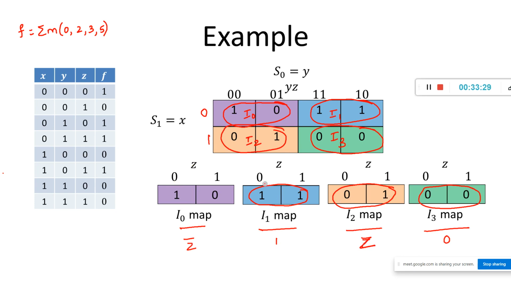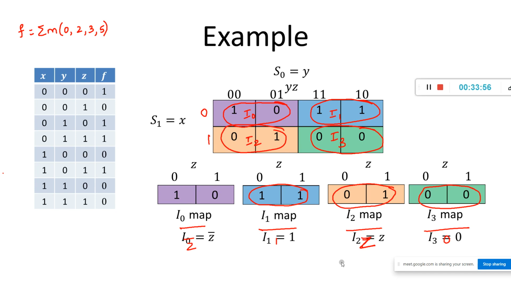This is 1 when both are 1. Then this functional value is 1 when z is 1, so it is z. Both are 0, so when you group both the zeros, it is 0. You know this K map rule: when both are 1, 1; when both are 0, 0. So it is z bar, 1, z, 0.